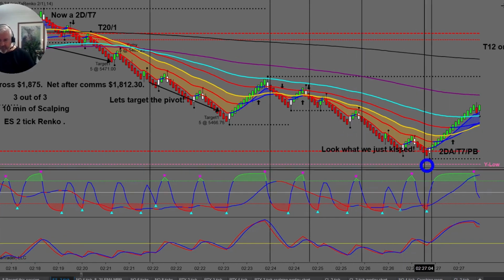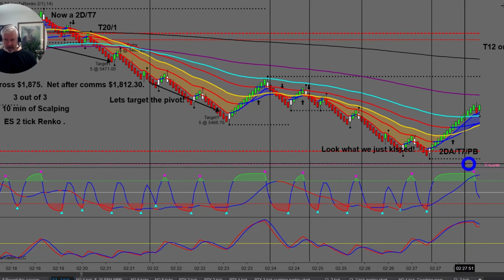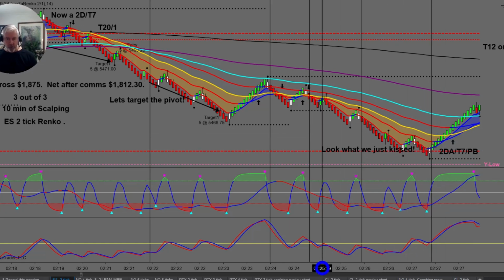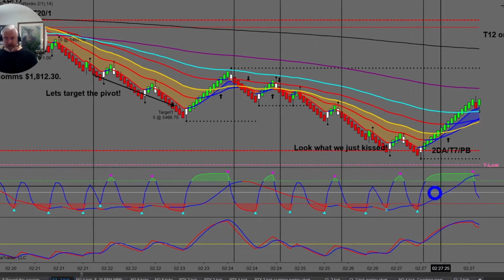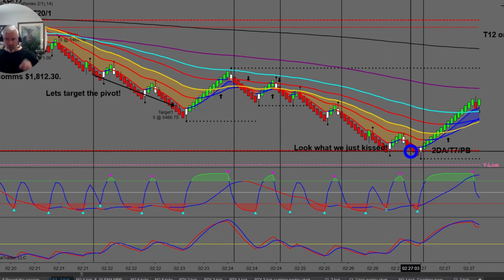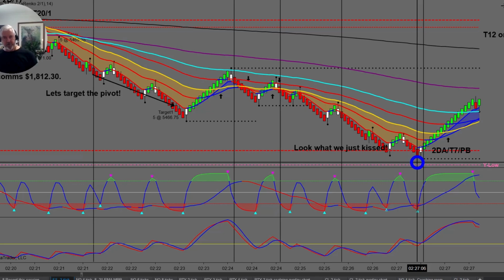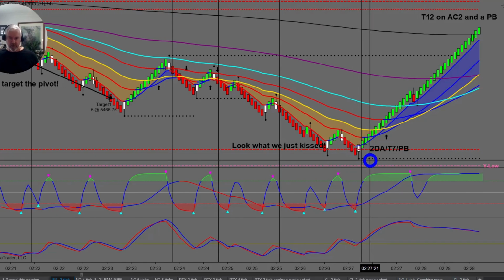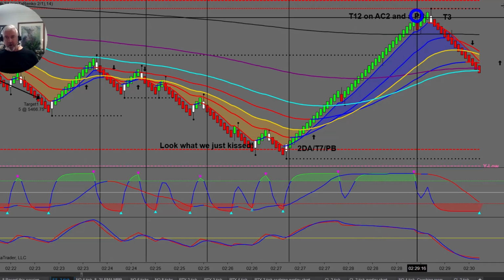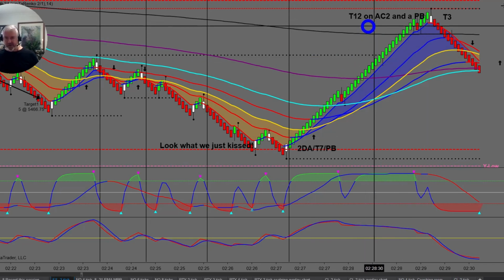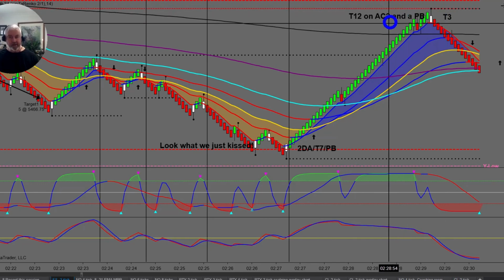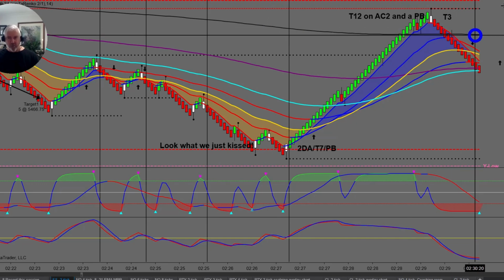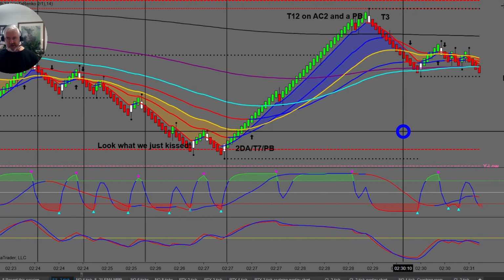Now down here we then had a 2DA T7 pivot bounce. Now that is what we call a loaded trade, traders. So note here we're bouncing off the pivot. The best of the best divergence trades 99% of the time are going to be off a pivot bounce. Okay, so what we've got, and we call this a T12. This is a no-brainer. It's a T12 on your anchor chart 2, and it's a pivot bounce, and it's a T12 on your anchor chart 1 as well, and it's called a T3.